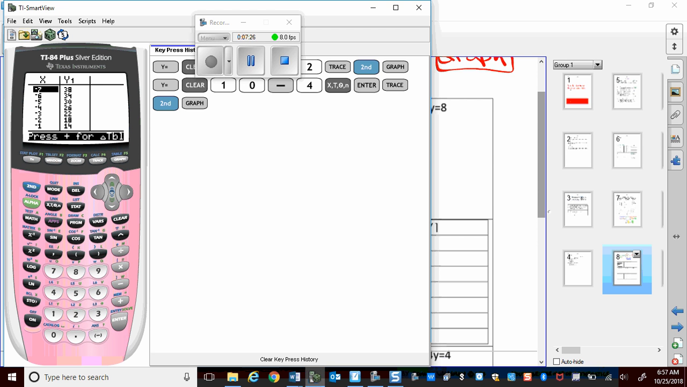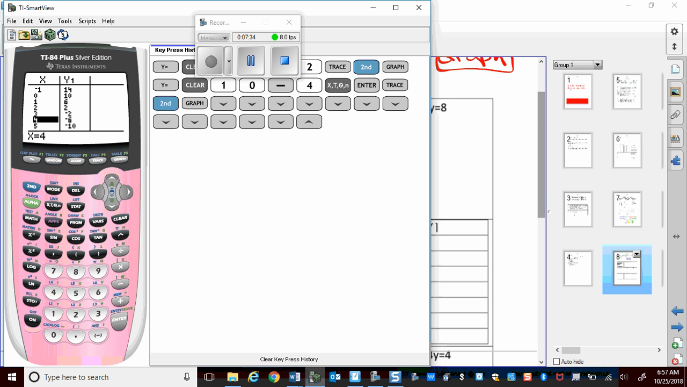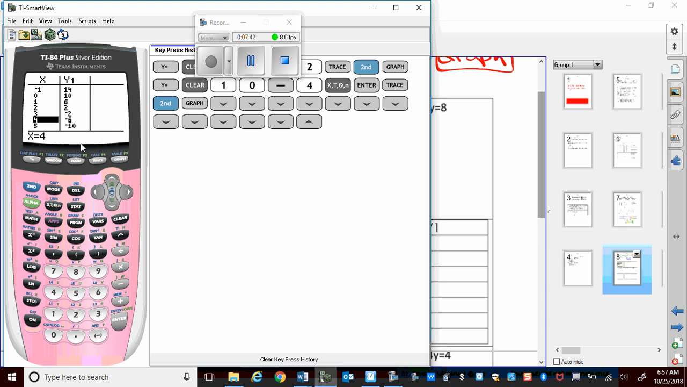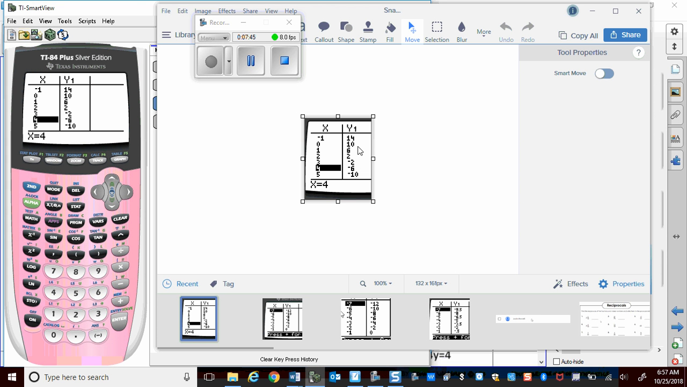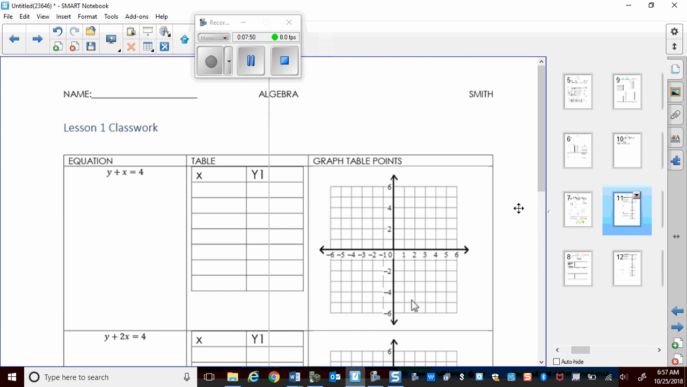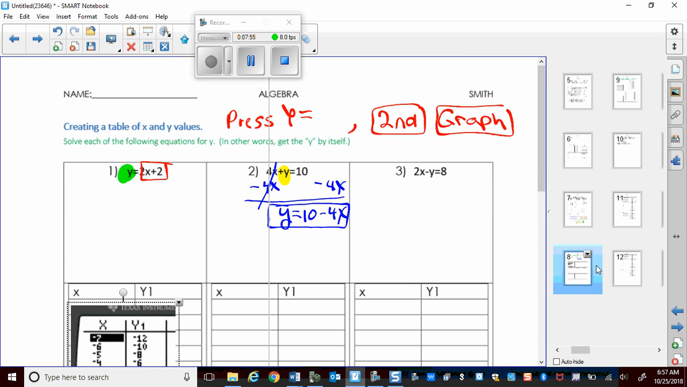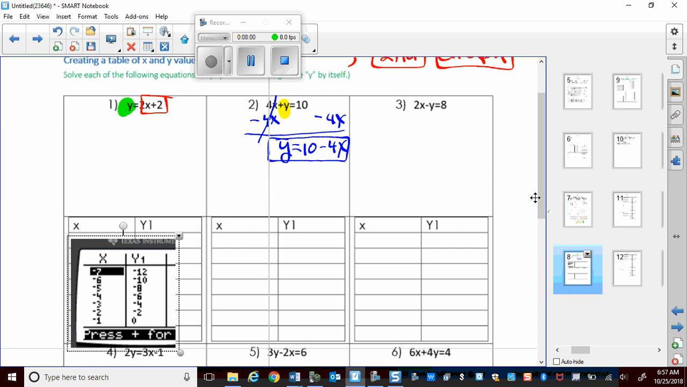Here's my table of values. I'm going to go down the table a little bit and pick those values. Okay? Take a screenshot, and pop it over on my table. Okay? And while I'm doing that, I will be looking at my next problem.